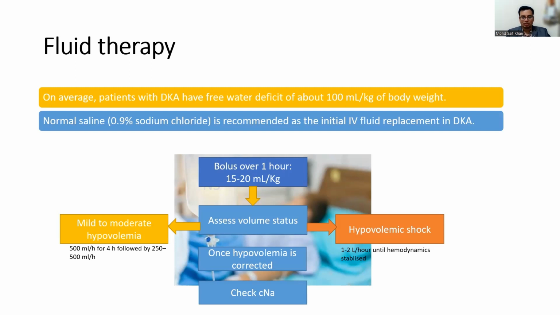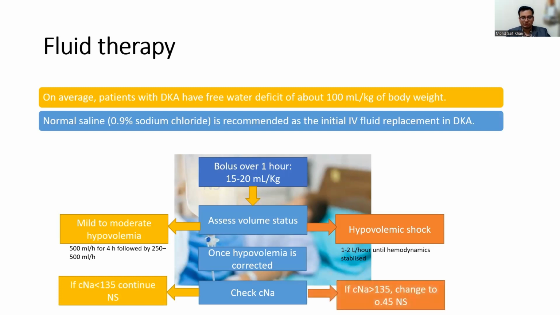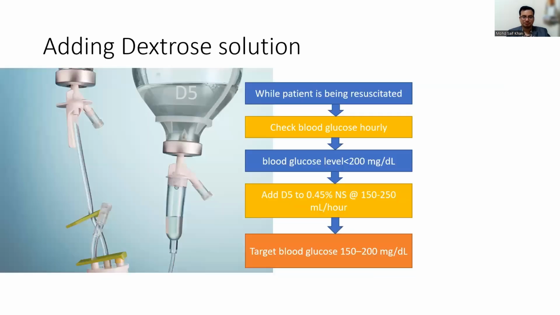Now if your corrected sodium is less than 135, continue with normal saline only. But if the corrected sodium is more than 135, then change to 0.45% normal saline. So that is the flow chart about the fluid therapy.